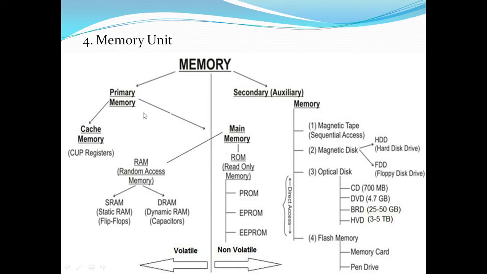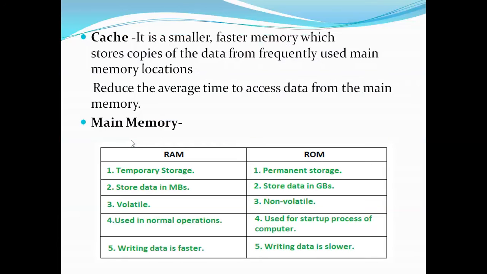Now we'll discuss primary memory in detail. Primary memory consists of two main parts. First is the cache and second is the main memory. Cache is the smaller, faster memory which stores copies of data from frequently used main memory locations. What actually is cache? It is a faster memory. It is very small in size, but it saves the data of frequently used commands. So it reduces the average time to access data from the main memory.